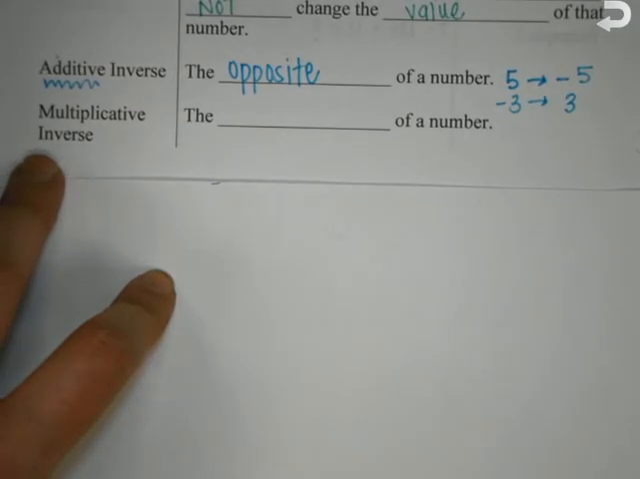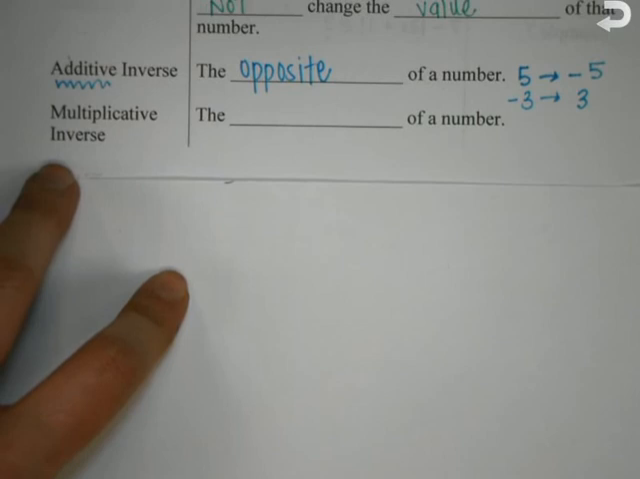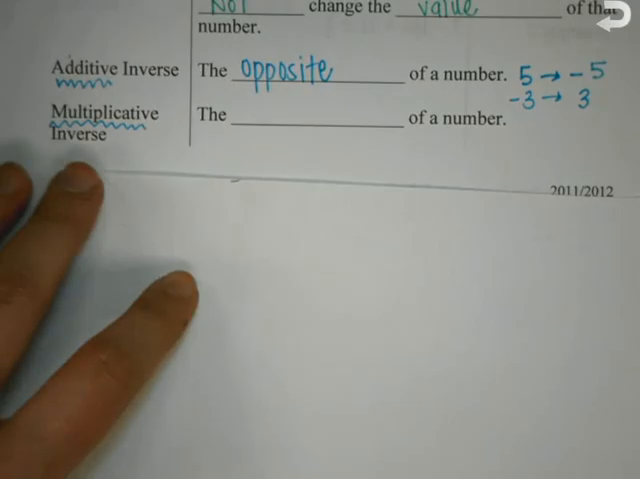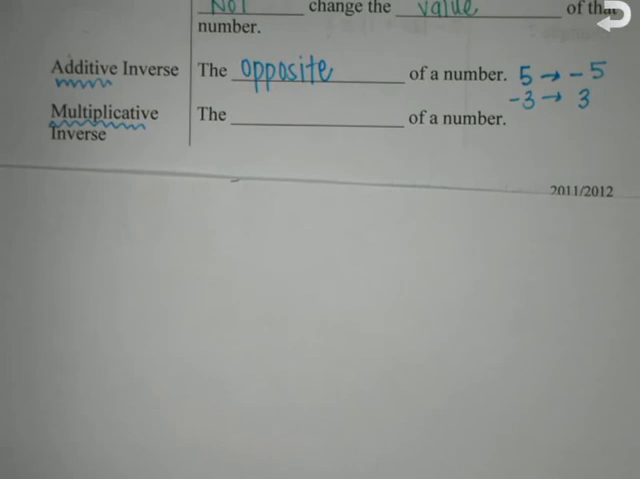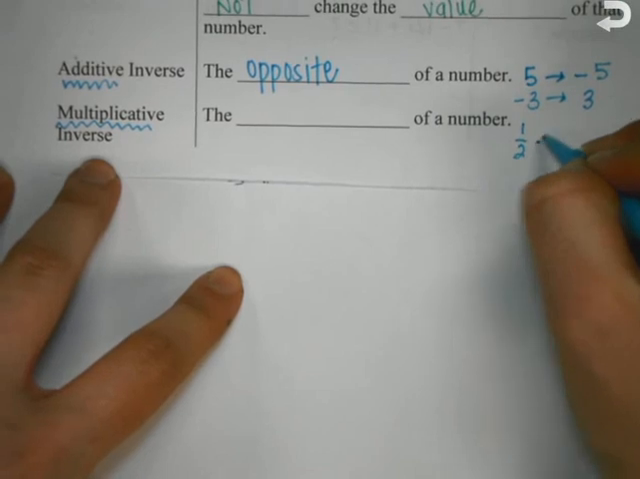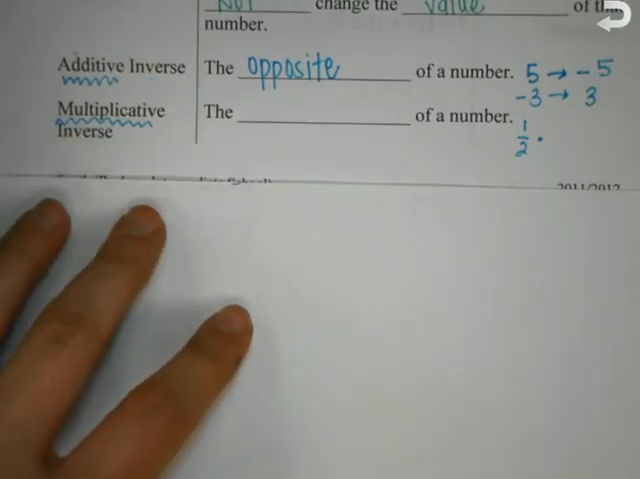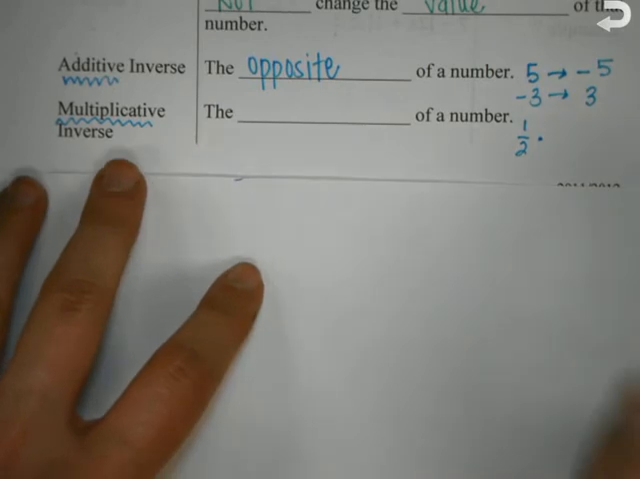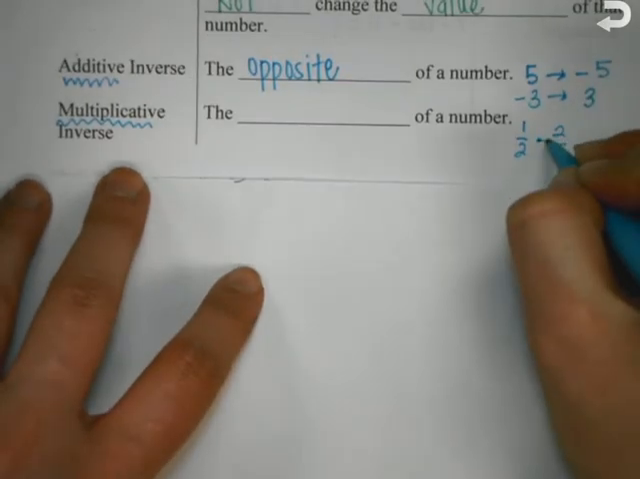I think the one that's always the hardest to remember is multiplicative inverse. For the multiplicative inverse, we are trying to get to the multiplicative identity, which is 1. So if I give you the number 1/2, what would I multiply 1/2 by to give me 1? 2 over 1. What is that called? Do you guys remember? Reciprocal.